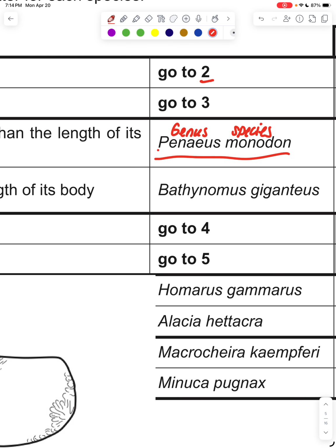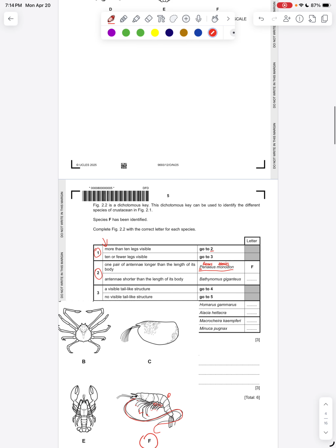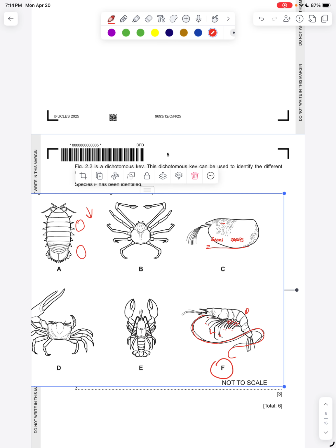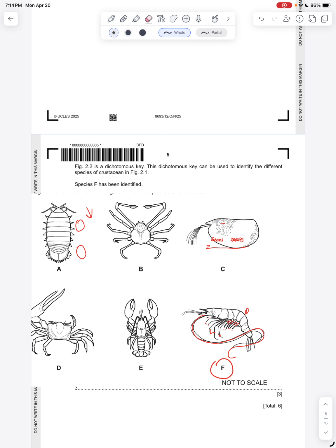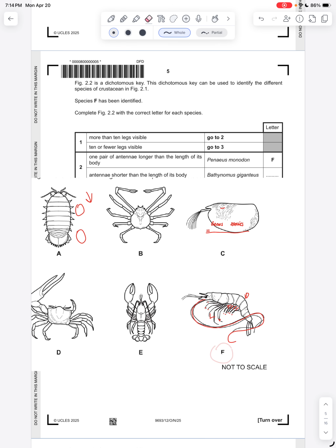I do recommend capitalizing the first letter in the genus, although feedback from other Cambridge graders is that that wasn't necessary, but I would just be thorough with it. I can appreciate not writing in italics because some people naturally write that way, but capitalizing the genus I think is a safe situation. Okay, and that's how that first one was done for species F. Let's clear this.